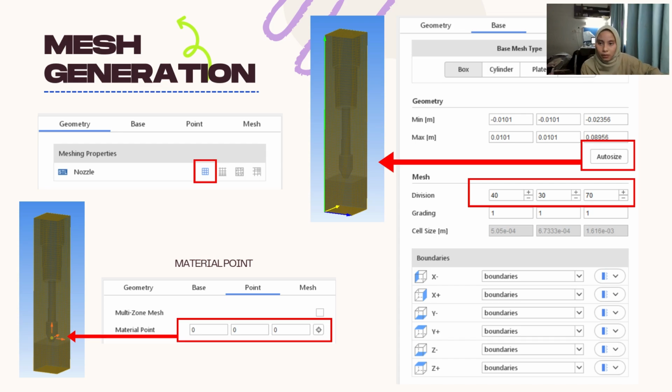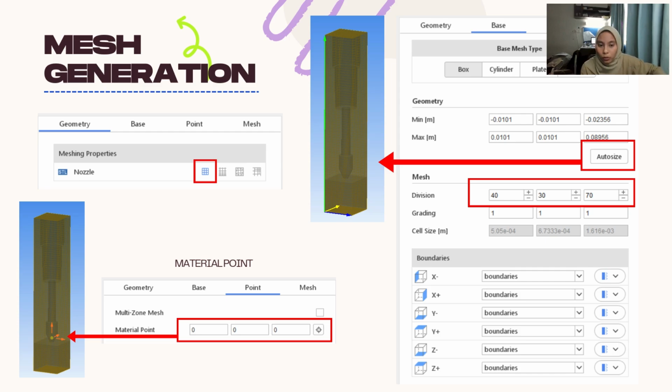In mesh generation step, geometry for the nozzle was enabled in order to ensure proper meshing of the model. Next, at the base step, the geometry was set to outer size to allow the bounding box to fit the visible geometries automatically. Last, for material point, since the default location was already inside the flow, then the material point was set to 000.